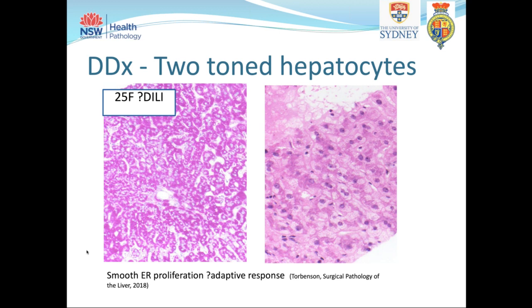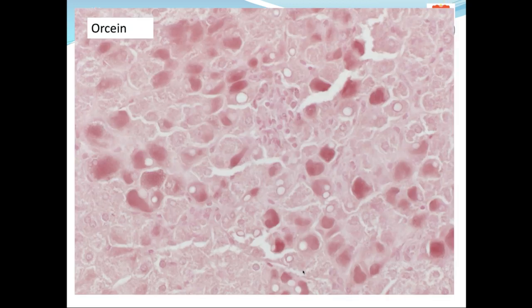Something else you might have noticed, if you see a reasonable number of livers, is this strange sort of two-toned appearance in the hepatocytes. And in these near normal livers, this can be a hint of a drug reaction, as described by Torbenson, as an adaptive response to some of these medications.